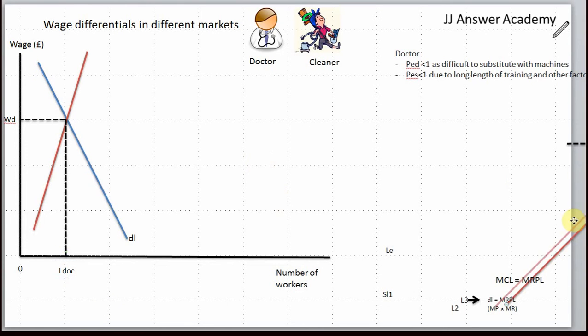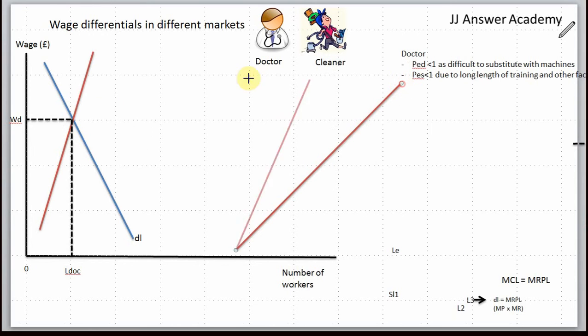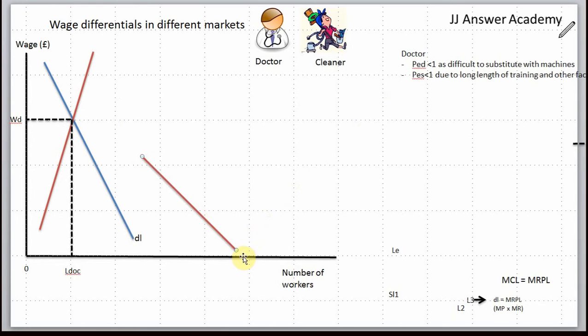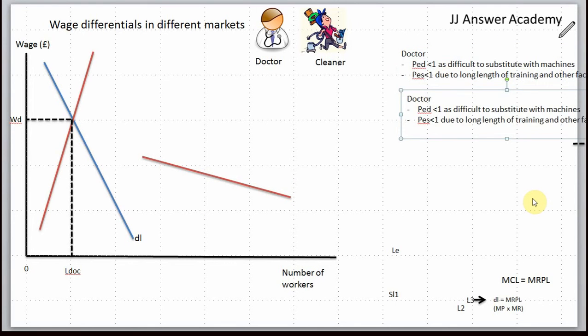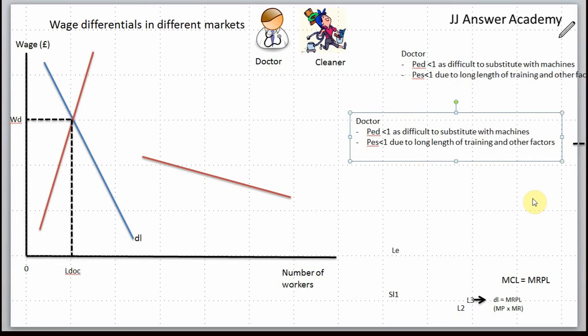Then we look at the cleaners. What do you think about the demand curve for the cleaners? Pretty elastic. And why would you say it's pretty elastic? Because you can pretty much do the job yourself if you really need to, and there are loads of them out there as well. So is PED less than 1 or greater than 1? Greater than 1, because you can do it yourself if you really want to. In the worst case scenario, you can clean yourself, isn't it?